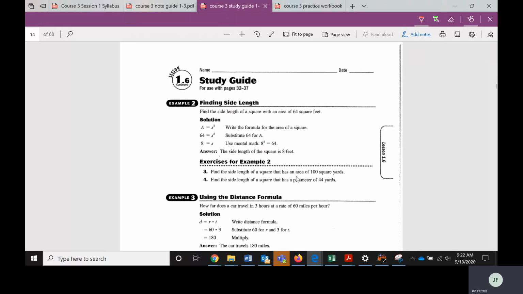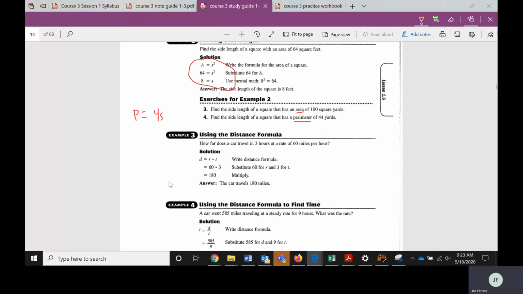So 3 is they're giving you an area. So it would look just like this. Okay. This one, they're giving you a perimeter. So that was the one in the note-taking guide where we said perimeter of a square. Sorry for that ugly equal sign, is 4s. Let's see if I can make that equal sign better. And then you would put 44 in for the perimeter and figure out what s would have to be.